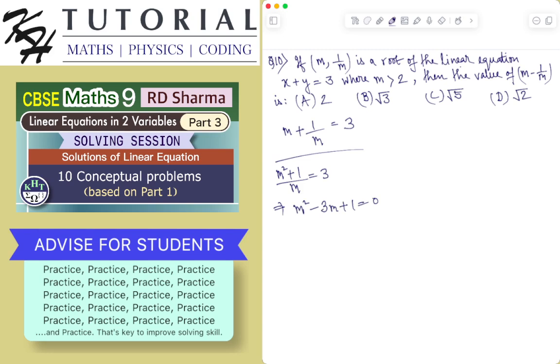Now, since you are in class 9, I am not sure whether you are aware of solving a quadratic equation. So this is a quadratic equation in the variable m, and one way of solving the quadratic equation is by factorizing the quadratic expression. That is, by doing factorization of this quadratic expression, but it will not be easy to factorize.